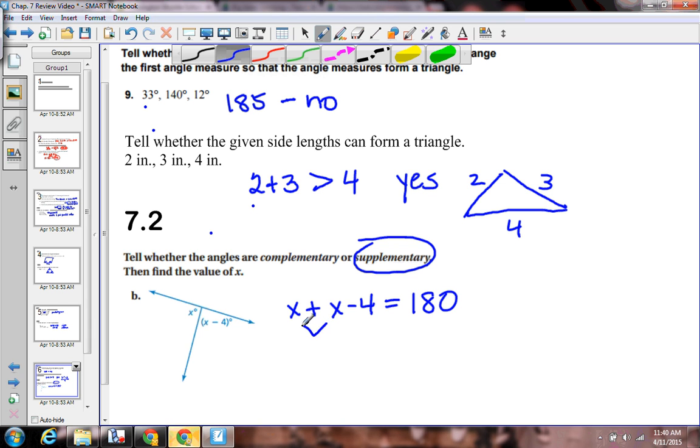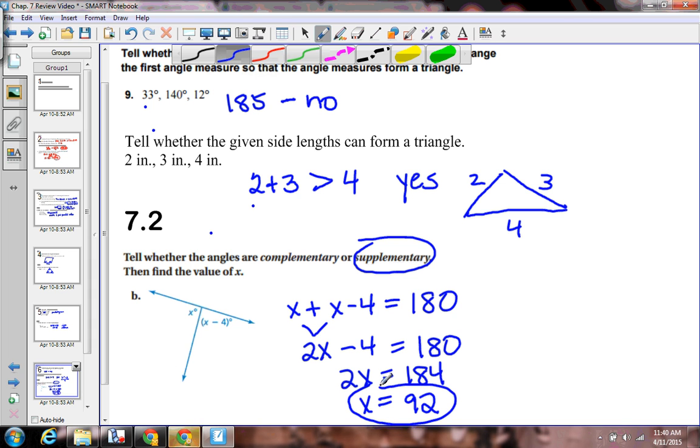So we're going to combine our like terms. We have 2x minus 4 equals 180. We're going to add 4 to each side, and now we'll have 2x equals 184. And then the last thing we're going to do is divide each side by 2, and we have x equals 92. Ta-da!